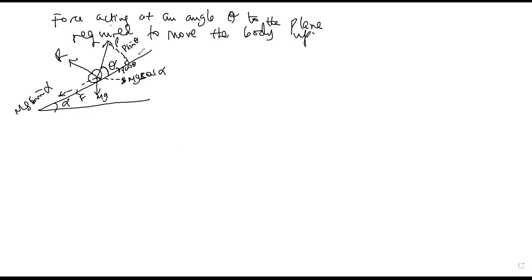P sin theta, the vertical force. Are you getting my point? P cos theta is facing upwards. Yes, because the body is moving up. So since the body is moving up, you cannot move the component of P. All these components are attributing to P, so you cannot move them down.